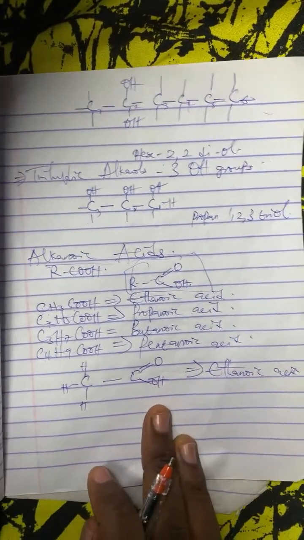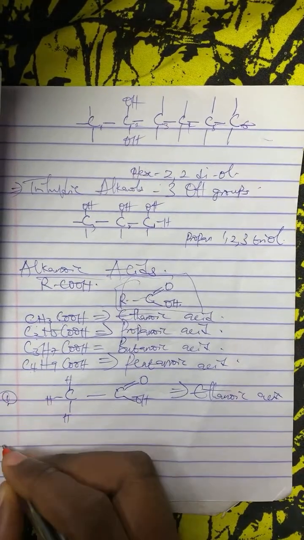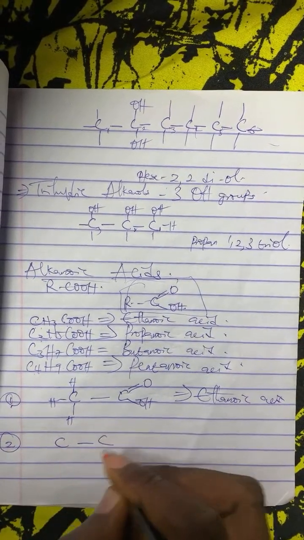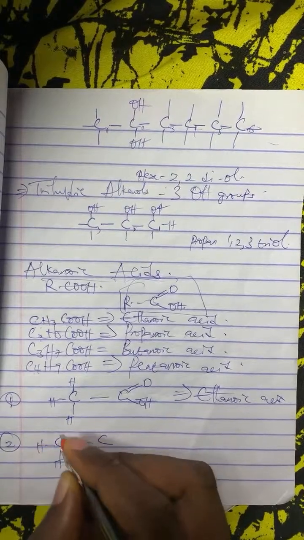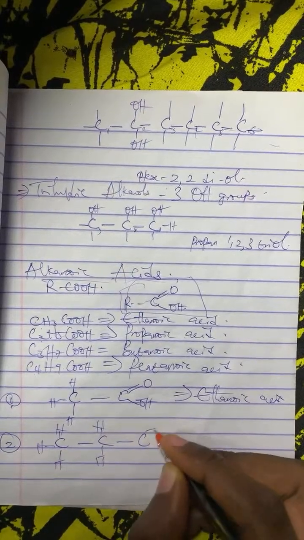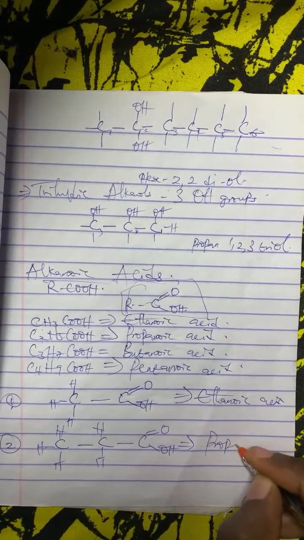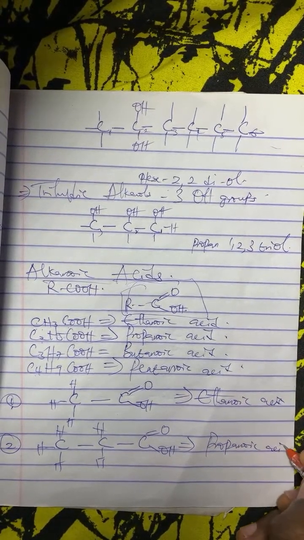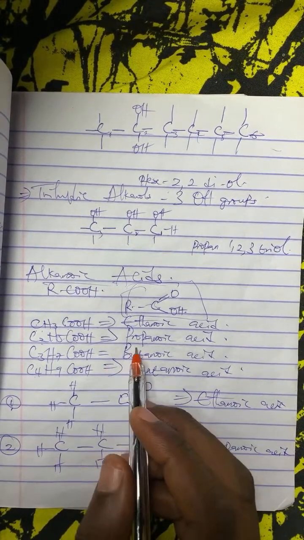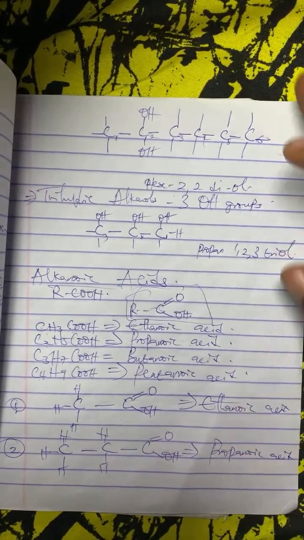So this is an ethanoic acid. Now we can also have something like this. That is number 1. Look at number 2. I can have C2H5, then C double bond O, OH. This is a typical what? Propanoic acid. Are we following? So when we're talking about RCOOH, those are what? Alkanoic acid. And I've given you an example of what they look like.